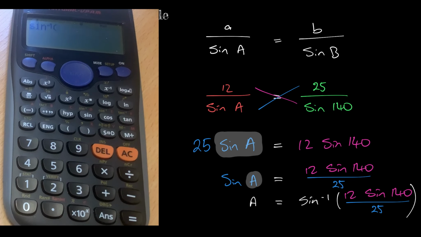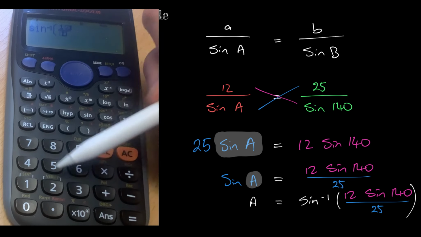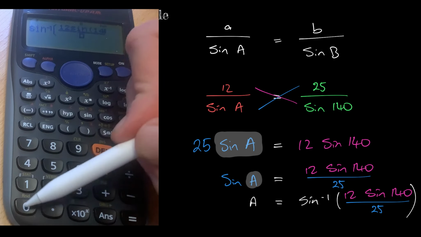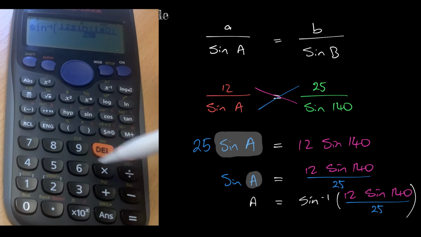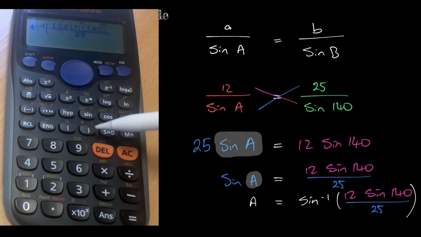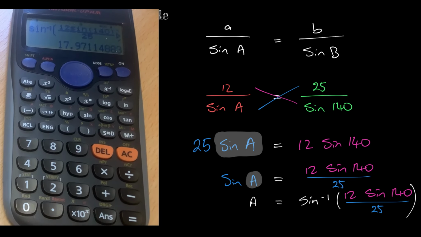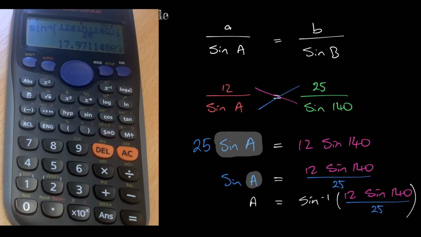So you can see here that we're dealing with a fraction. So I'm going to put in this fraction here. So press the fraction button. We're going to put in 12 sine 140. We're going to close those brackets and we're going to go down. And for the denominator, we're going to put in 25. Press out, close your brackets, and press equals. So you can see there that A is going to be equal to that number there, which is 17.971148.